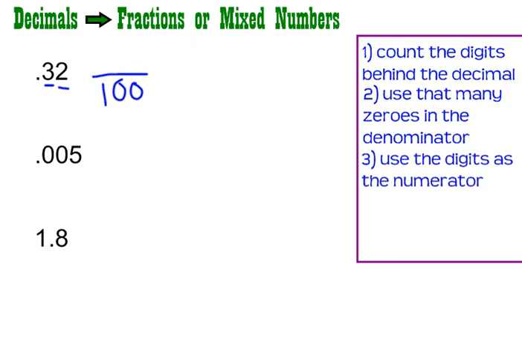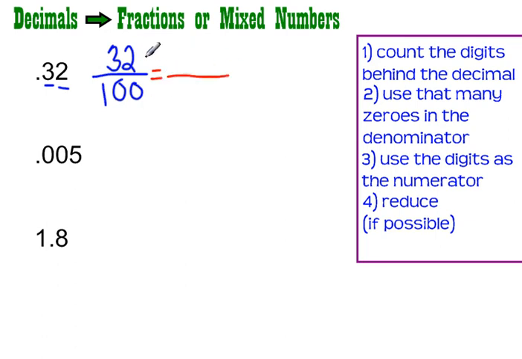Use the digits as the numerator. These digits will become my numerator. 32 over 100. And my last step, hopefully you were able to guess, is reduce if it's possible to reduce. Now 32 over 100 isn't an incorrect answer, it's just not complete. I can reduce 32 over 100. I can divide both the top and bottom by 4, which will give me 8 over 25.